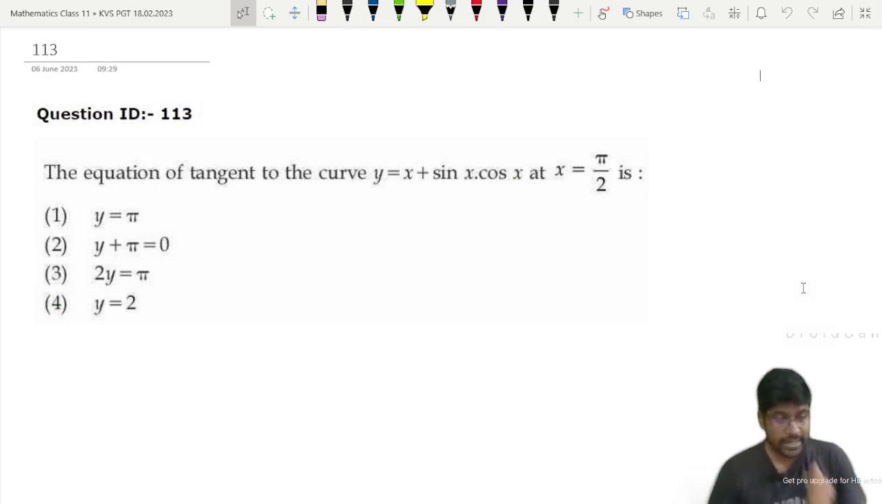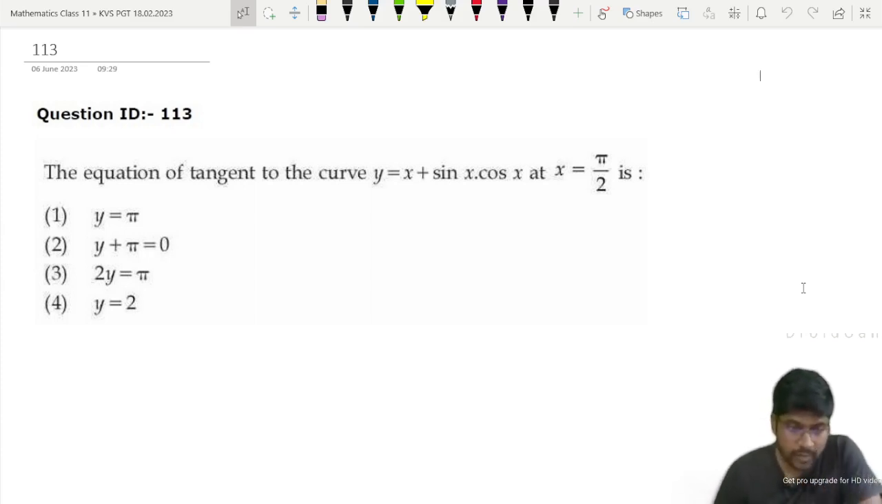The equation of the tangent to the curve y is equal to x plus sin x into cos x at x is equal to pi by 2. Okay, at x is equal to pi by 2. So if x is equal to pi by 2, what will be y? Just put x is equal to pi by 2: pi by 2 plus sin pi by 2 into cos pi by 2. That will become 0, because cos pi by 2 is equal to 0. So y is also pi by 2.